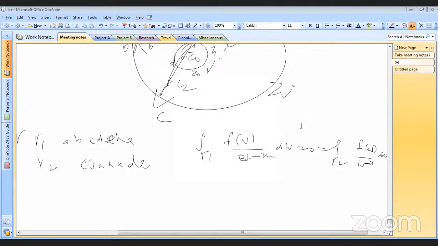Sir, in the 5th chapter, complex integral.